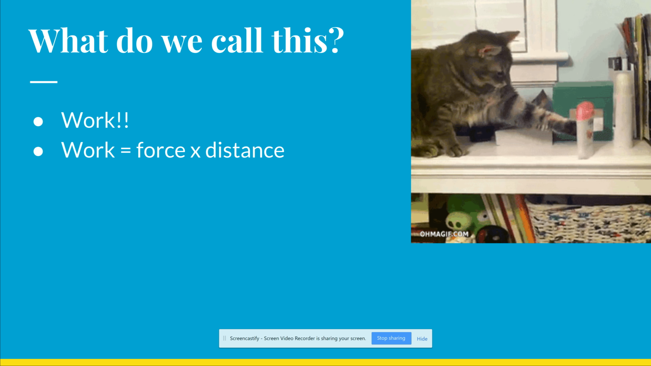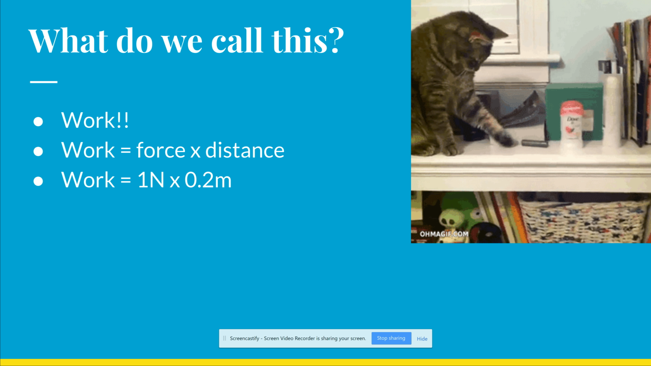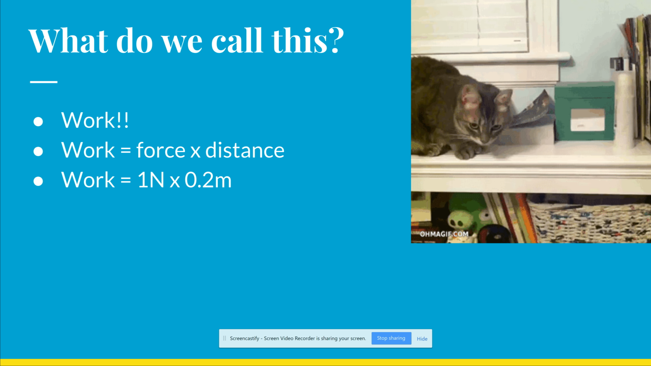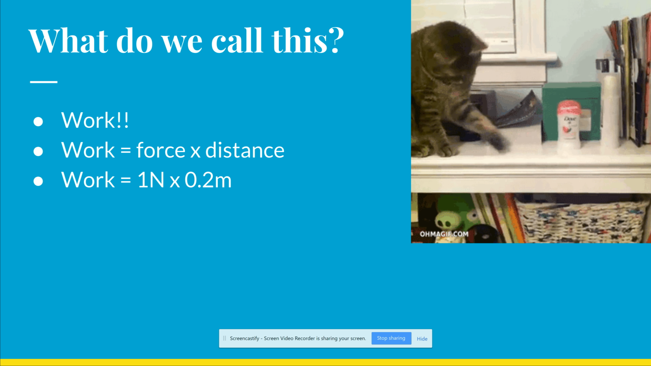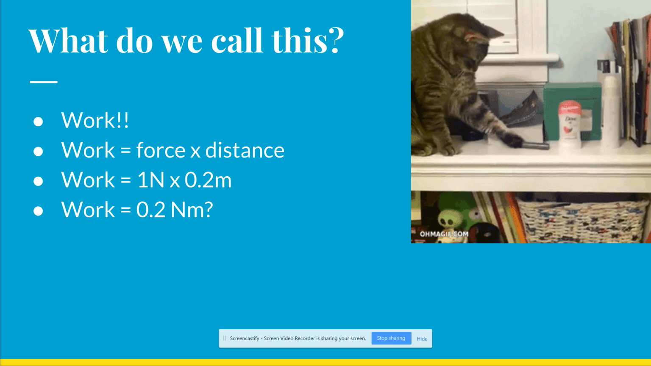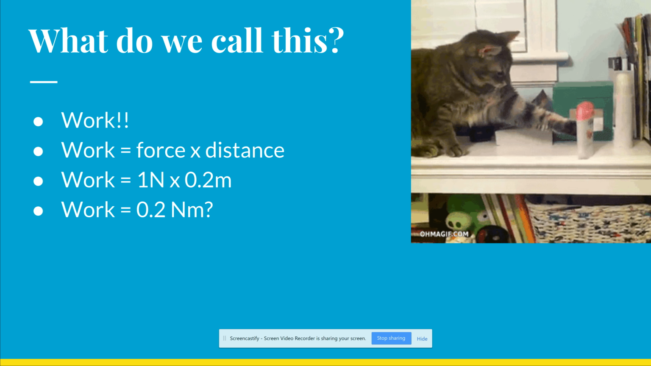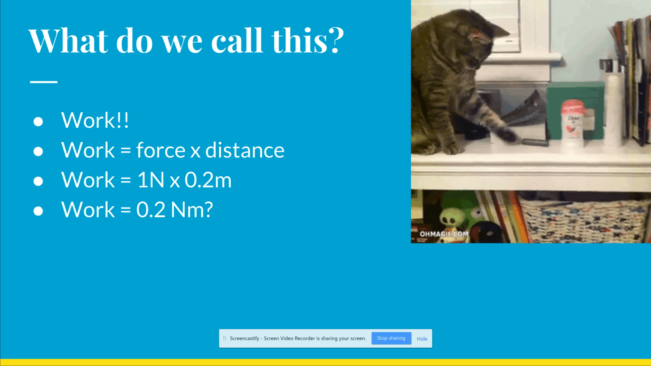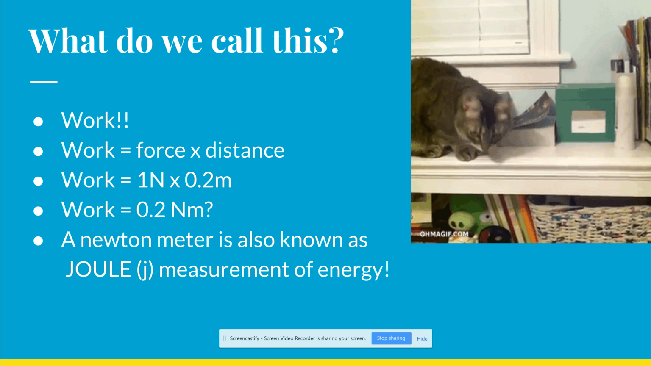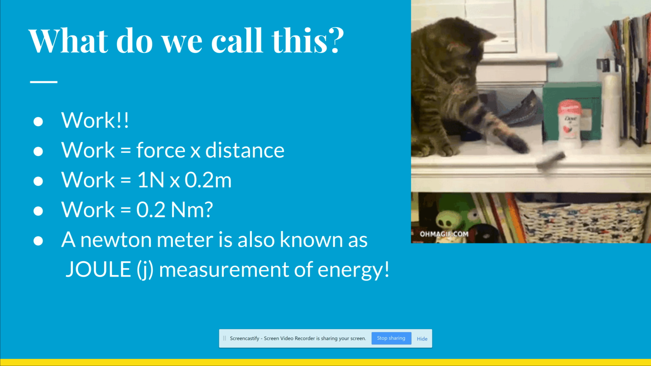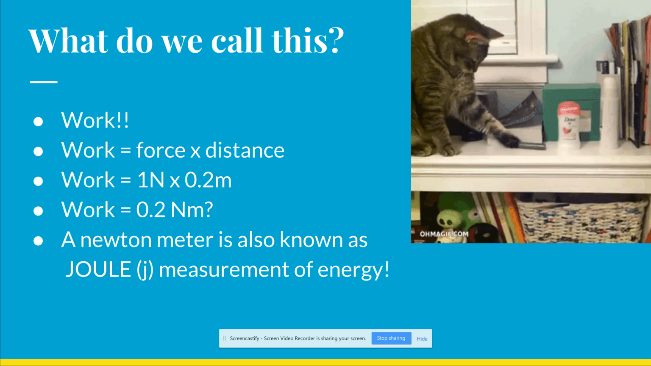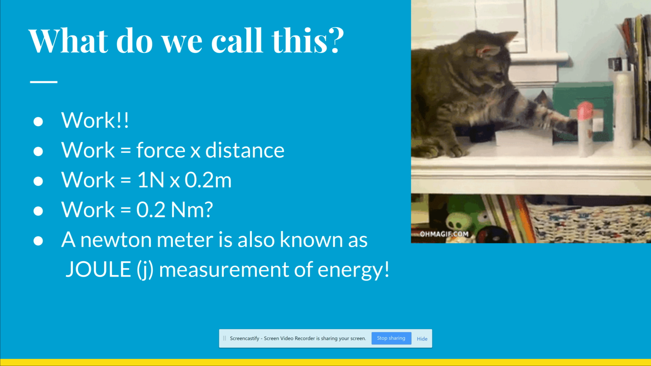So think about this. If the kitty uses a force of 1 Newton, an applied force of 1 Newton, to move the object a distance of 0.2 meters, let's say it's 0.2 meters, right, 20 centimeters or so, what we do is we multiply those two values together and we get 0.2 Newton meters. Well, a Newton meter is also known as a joule, and it's a measurement of energy. So that kitty just used 0.2 joules of energy to move the deodorant.